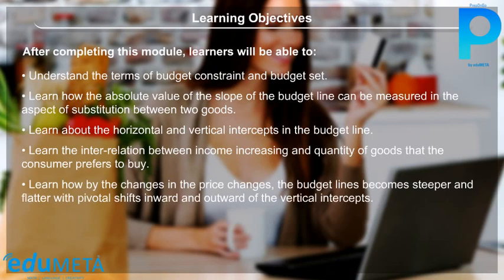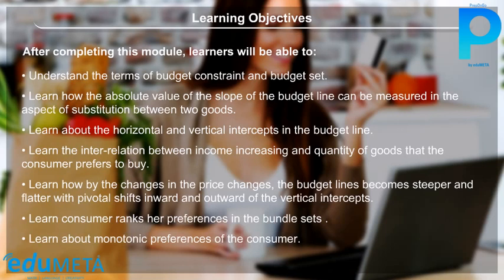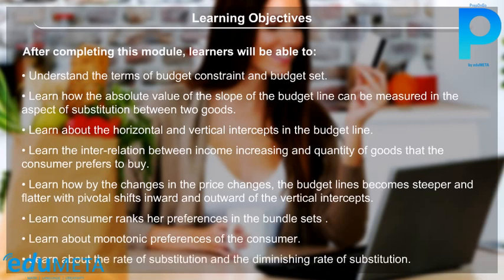Learn how changes in price make the budget lines steeper and flatter, with pivotal shifts inward and outward of the vertical intercepts. Learn how the consumer ranks her preferences in bundle sets. Learn about monotonic preferences of the consumer. Learn about the rate of substitution and the diminishing rate of substitution.